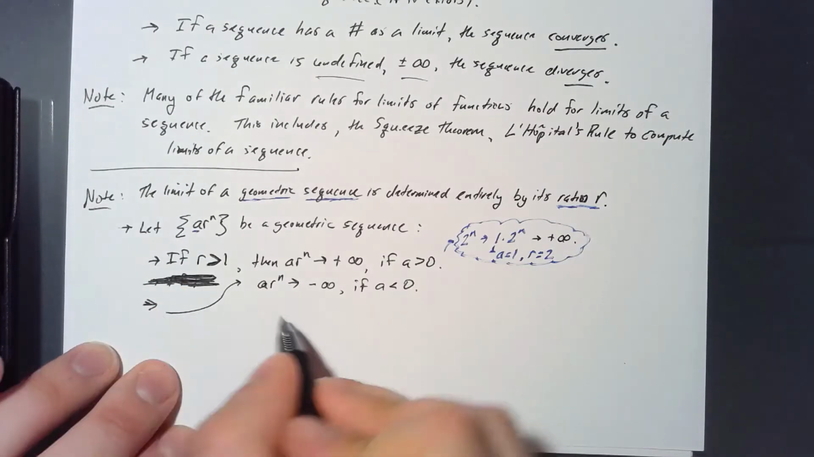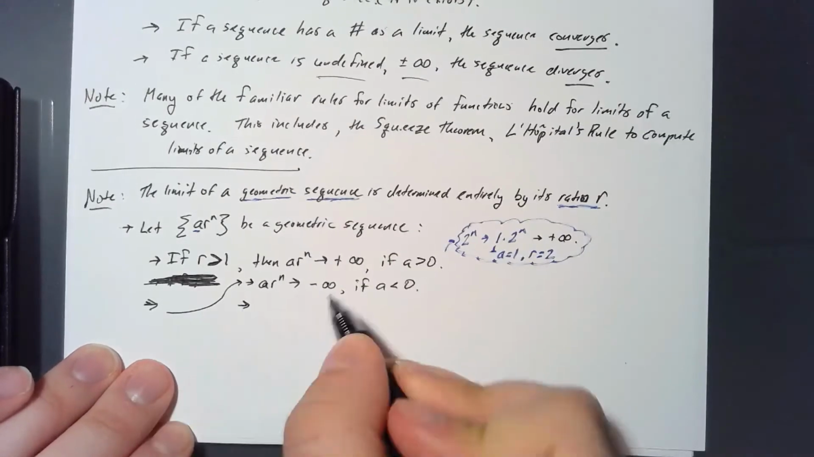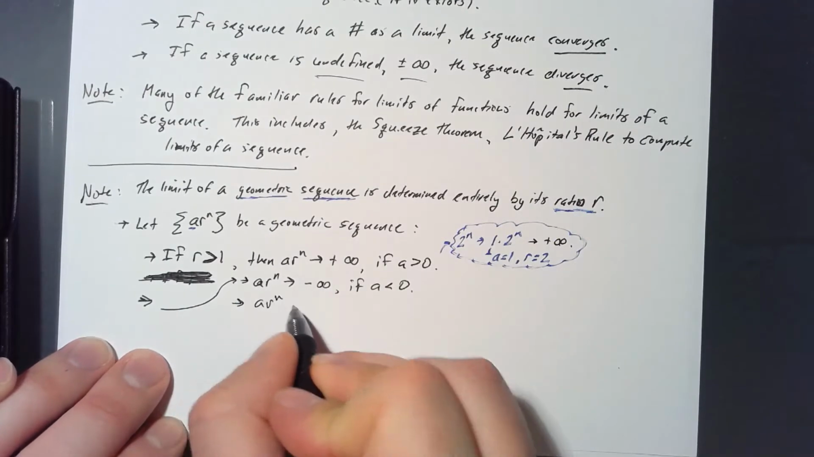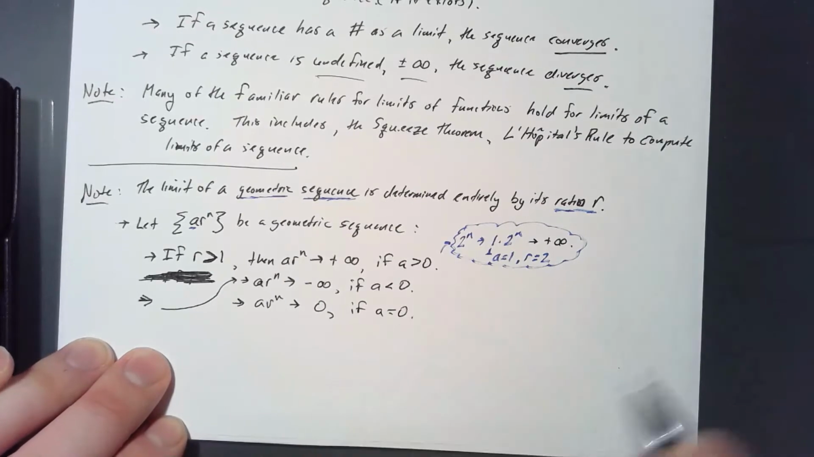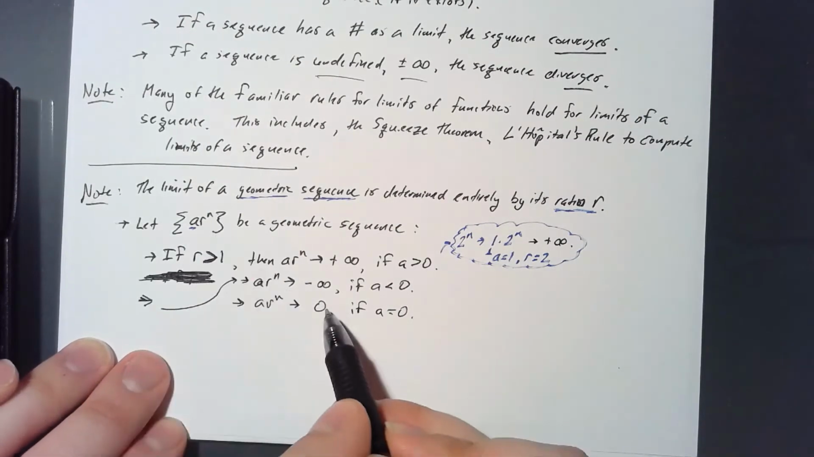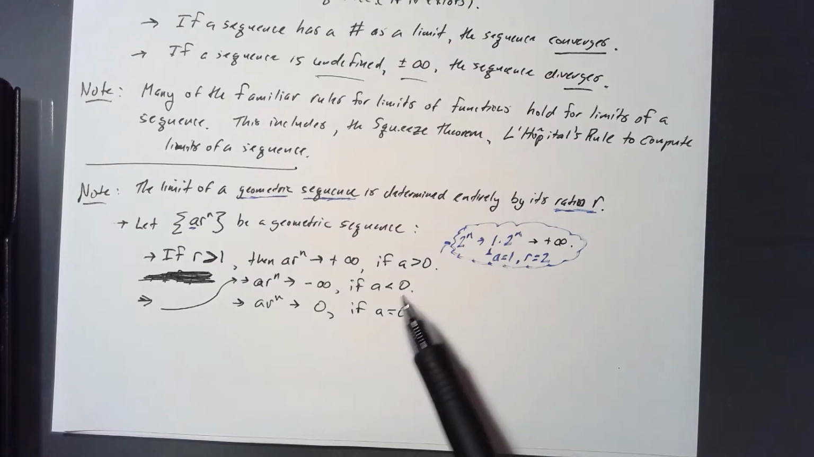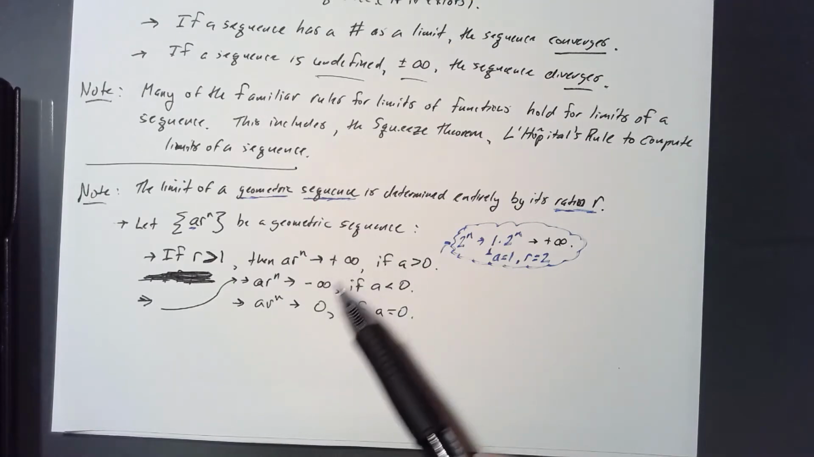So that's this case, and then the third case is a times r to the n will go to 0 if a is equal to 0. Well, that's obvious. 0 times anything is going to go to 0, obviously. So we'll see what I'm talking about here when we keep getting into series and sequences.